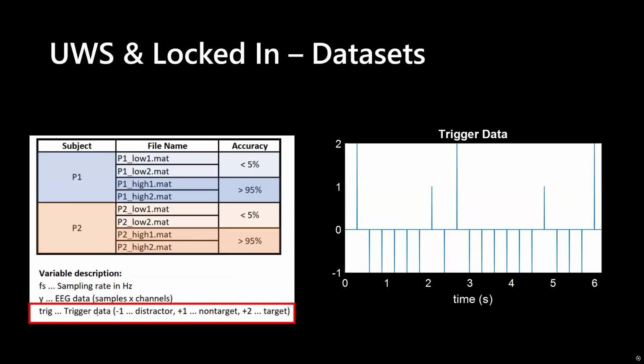Just so you have an idea what this trigger data looks like in general, here's what it might look like. This is time in seconds. Here you can see the 2, meaning this is a target. This would be a non-target, which the subject should be ignoring, as well as all of these distractors down there. The distractors, as you can see, are plentiful. They should all be ignored; they're just there to distract you. You should only be paying attention to the 2, because the 2 is the target.